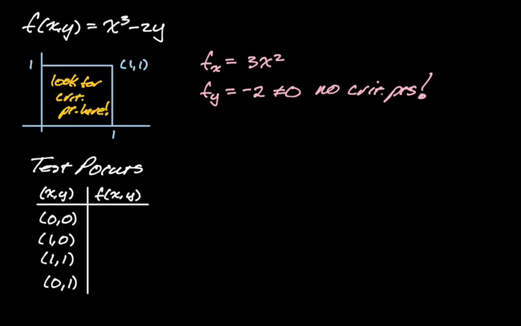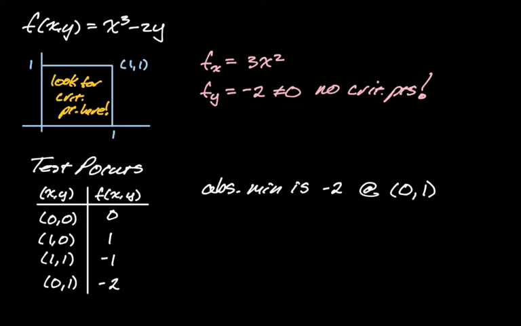So now we just plug it into f of x, y. So 0, 0 gives 0, 1, 0 gives 1, 1, 1 gives -1, and 0, 1 gives -2. And from this, we know the absolute minimum is -2 at 0, 1, and the absolute maximum is 1, and that occurs at 1, 0.